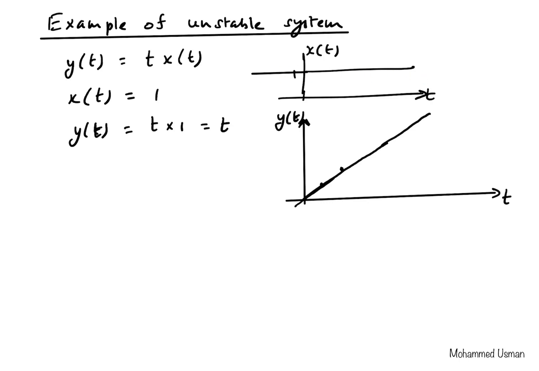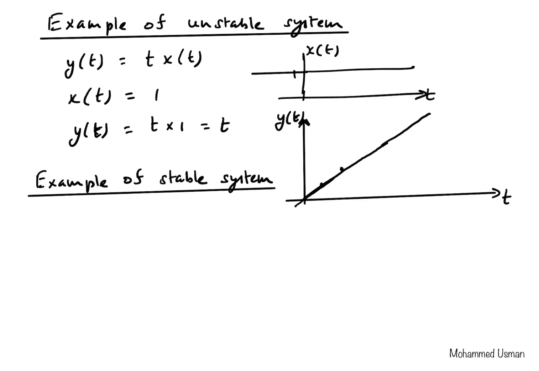The magnitude of the input is fixed at 1, but the magnitude of the output keeps increasing as time increases. When t is a million, the output is a million. When t is 10 million, the output is 10 million, because y of t is equal to t. So this is an example of an unstable system, because even though the input is bounded and not exceeding 1, the output is unbounded. It keeps increasing with time.